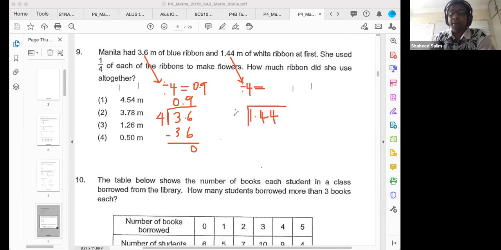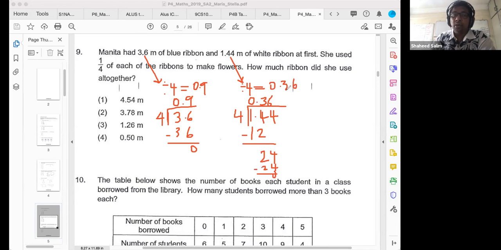Now, down here, divide by 4. 1 cannot divide by 4, put a 0. Then put a dot. 14 cannot divide, but 12 can. So 12 divided by 4, you get 3. Minus, you get 2. Bring down the 4, 24. 24 divided by 4, get 6. So now, you got it again. So this is 1/4 of the white ribbon, 0.36. 1/4 of the blue ribbon, 0.9.